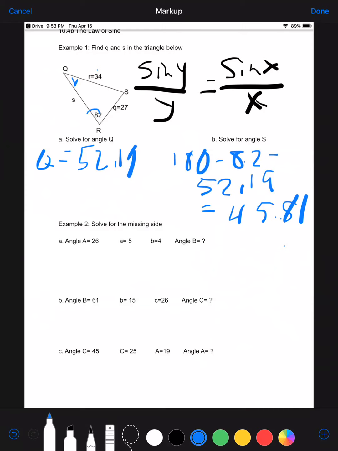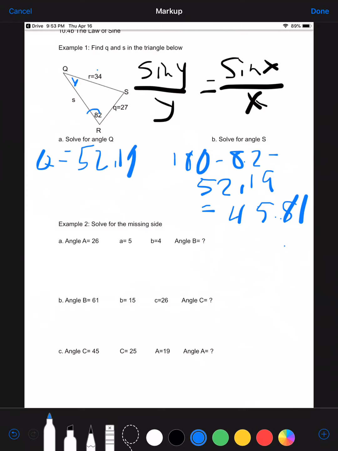Okay? So that's just how you do it. Once you get to this point, if you do get to this point, then you just subtract from 180. Okay? That's all you gotta do. And it works out really well. So, let's do one more. Which one should we do though? We'll just do part A.